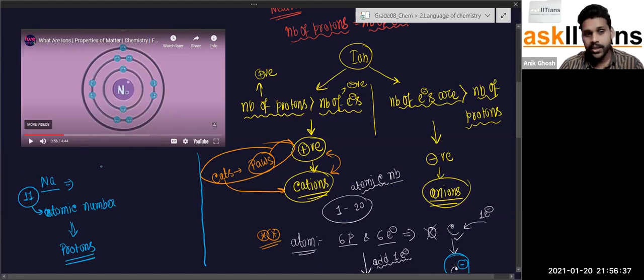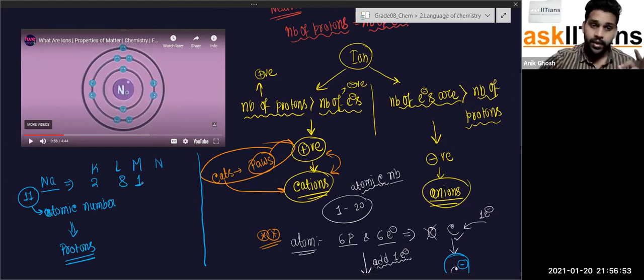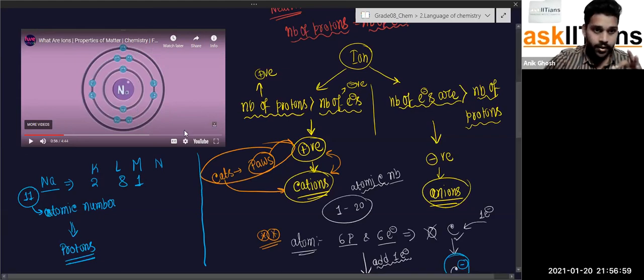Now, if it is 11, let's draw the configuration of electrons. The arrangement is 2, 8, 1. This is the arrangement because 8 plus 2 is 10, and after that I'm adding 1 with it, so it's 11, right? This is the same structure they are showing you in this video, isn't it?